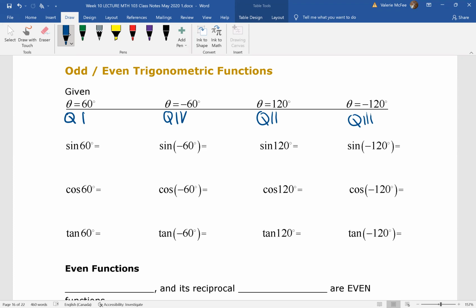I also would like to mark in the reference angle for each of these. 60 degrees, 60 degrees. 120 is 60 degrees away from the x-axis. Negative 120 degrees is 60 degrees away from the x-axis. So I know that I'm using the same triangle or the same point on the unit circle for all of these answers.